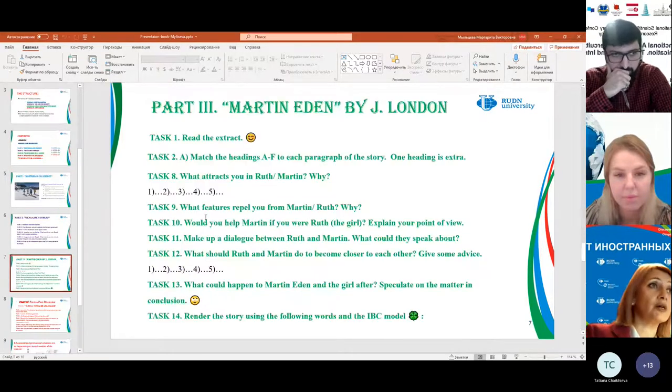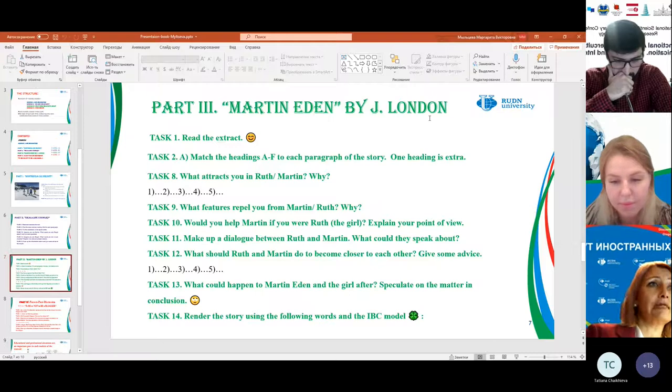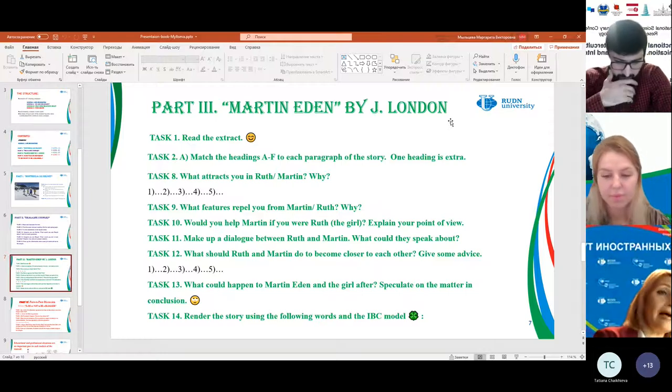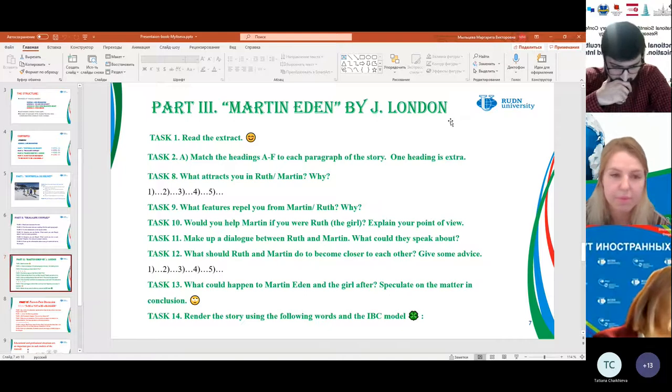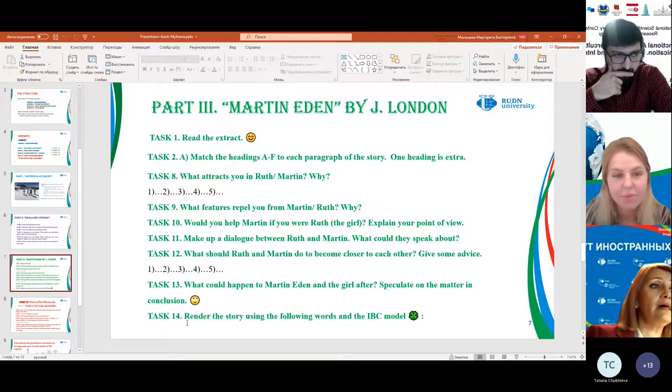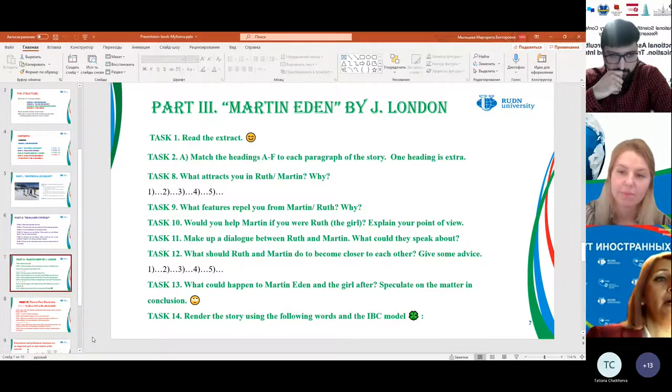Then we speak about part 3, where you can see an abstract from Martin Eden by Jack London. Each part of the module presents excerpts from the works of fiction by English and American authors, samples of classical and modern literature. And the last task is here, a random story using the following words under the IBC model: I, introduction; B, body; C, conclusion.